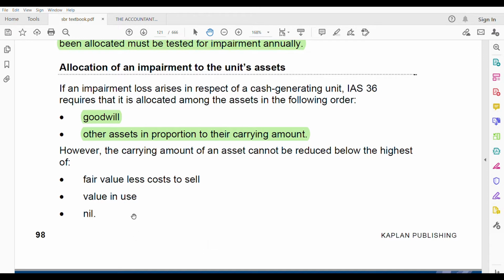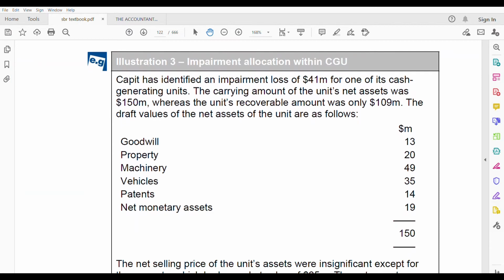So you should take this to reduce the carrying amount of the asset. More than this, it cannot be reduced. Okay, we'll definitely have an illustration for that. Let us go through this illustration.